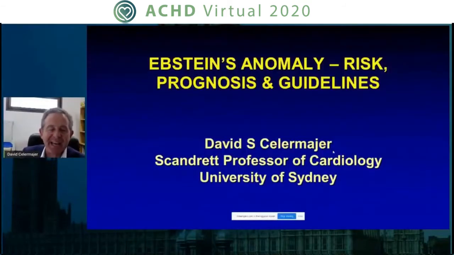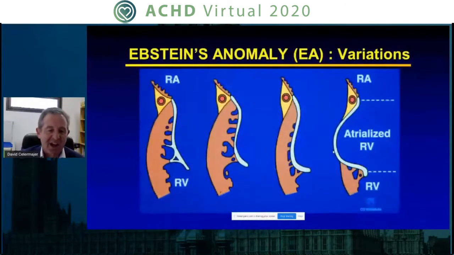Hello. I'm David Celermajer, and I'm coming to you all the way from Sydney, Australia, and talking about a really fascinating subject, Ebstein's anomaly, risk, prognosis and guidelines. And the reason it's fascinating is because there is such an enormous spectrum of disease. You can see on this slide that it can be a trivial incidental presentation in an 80-year-old with atrial fibrillation, right up to fetal hydrops fetalis. So it's this chameleon, a disease that has many different forms.